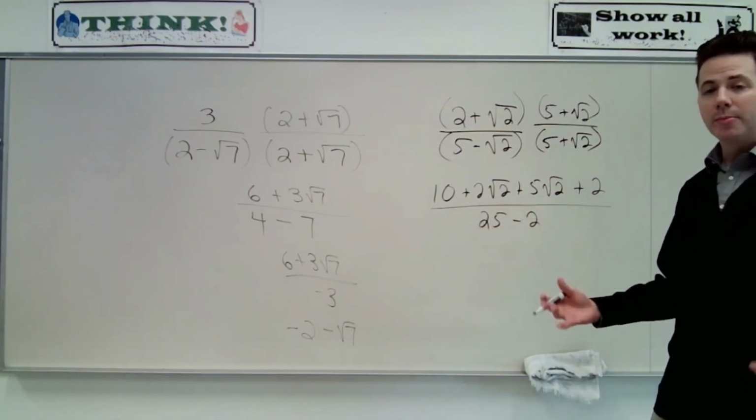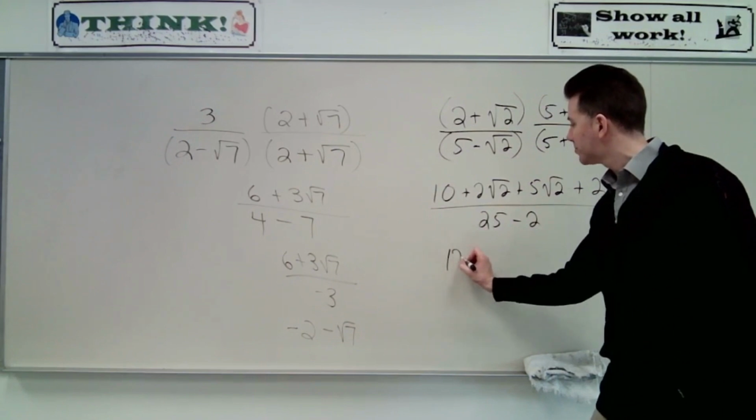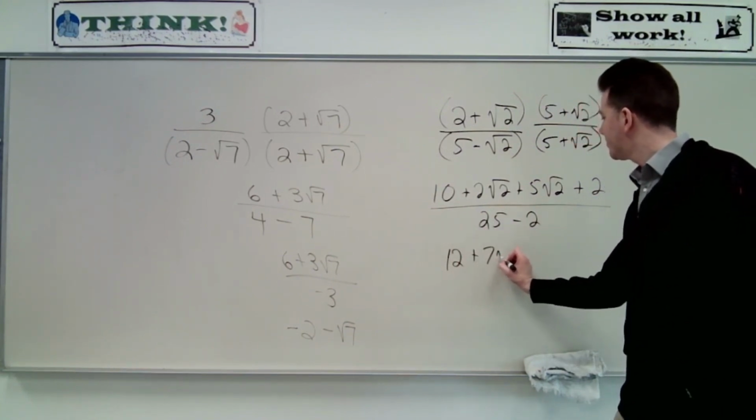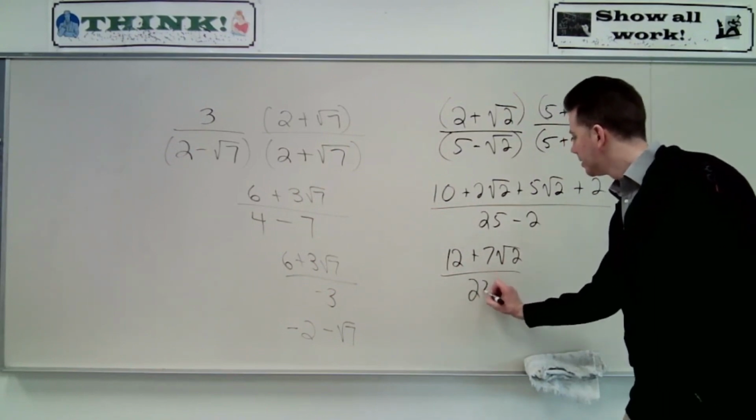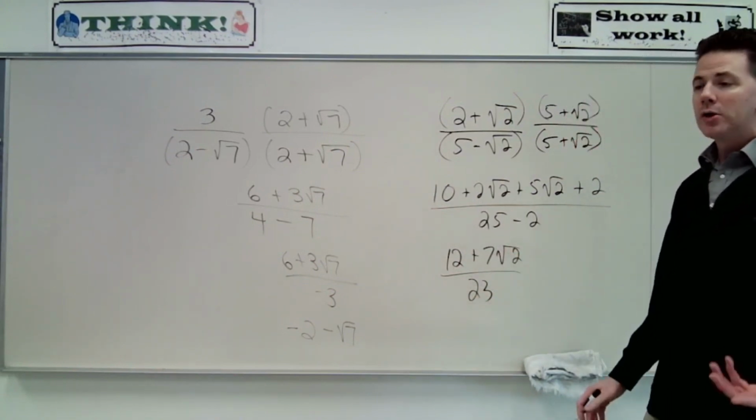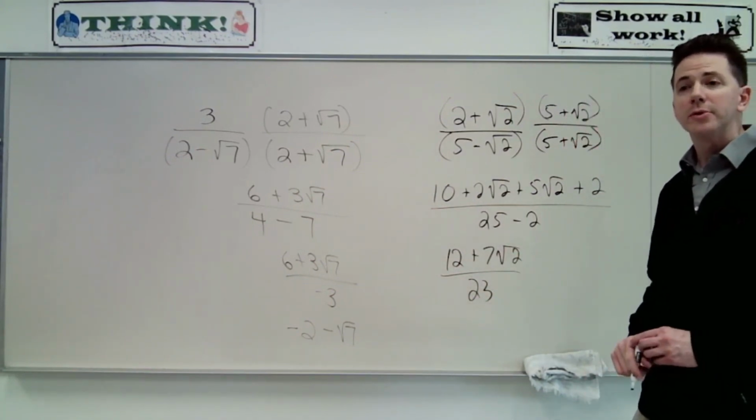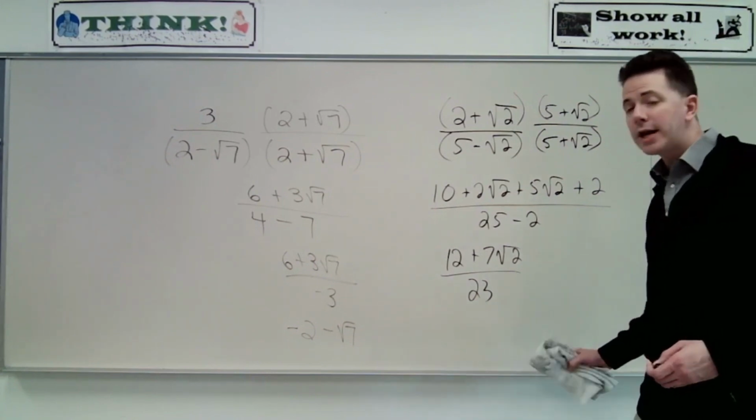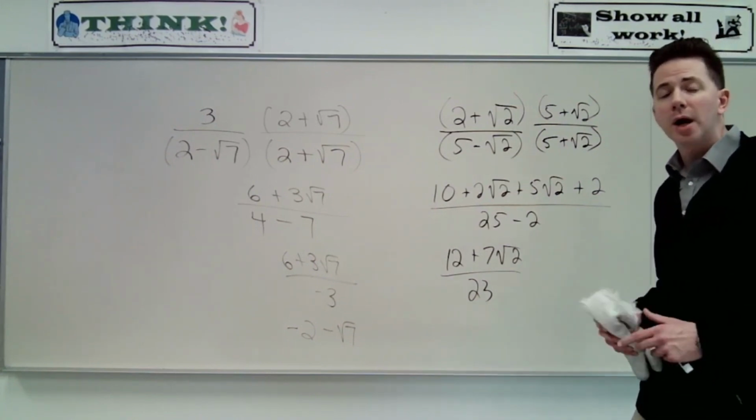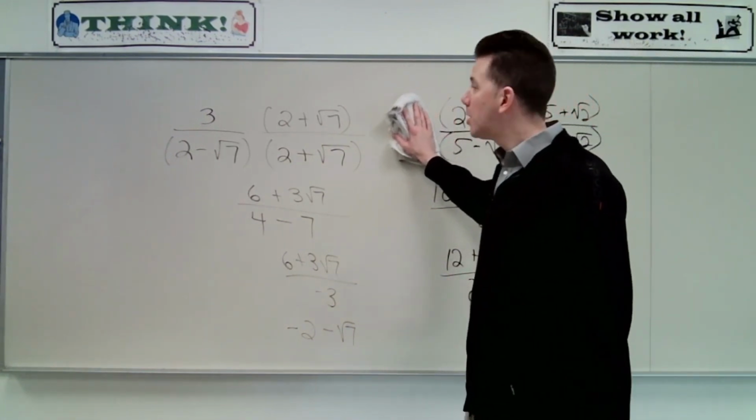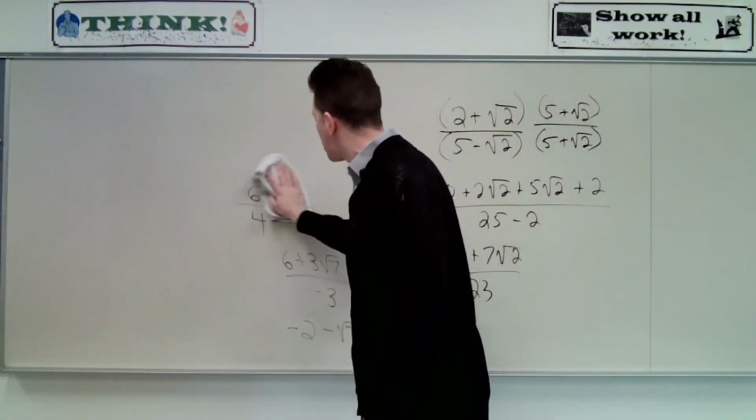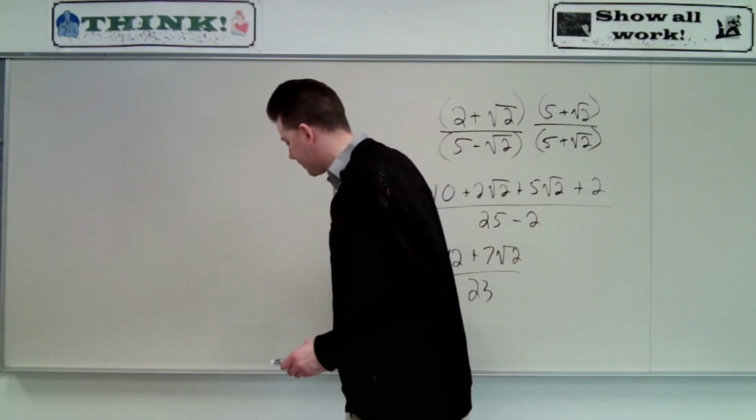When we go ahead and combine all of our like terms, we're going to end up with 12 plus 7 square roots of 2 all over 23. And if we do a quick check, we realize there's something else there that we can simplify. So we're going to go ahead and do a try. When I get this problem up here, if you want to pause and see if you can do the work on your own, you can then unpause to check to see if you got the answer correct.